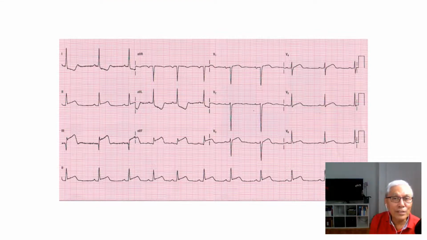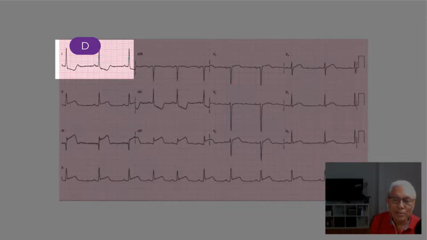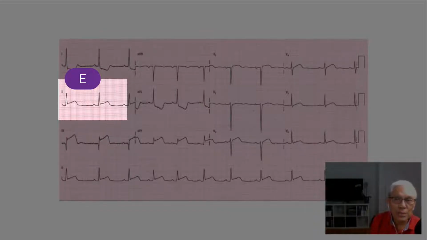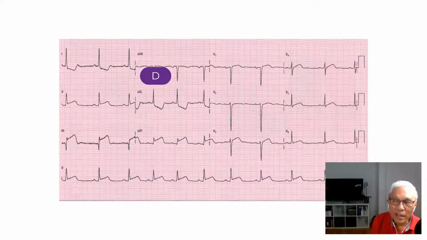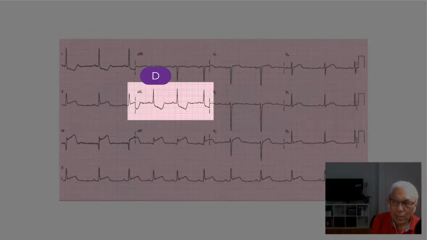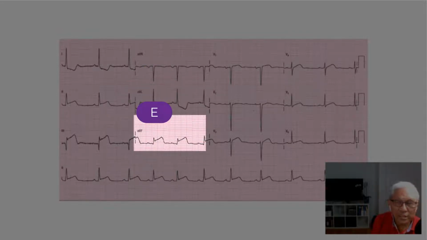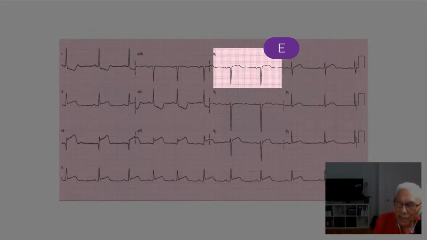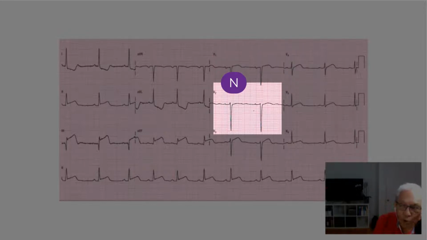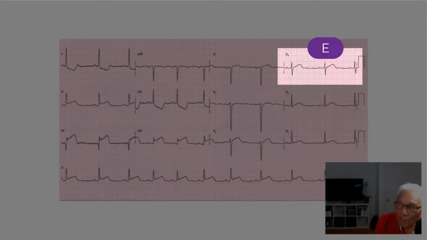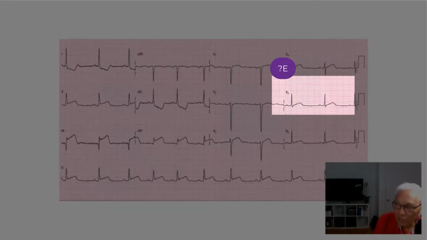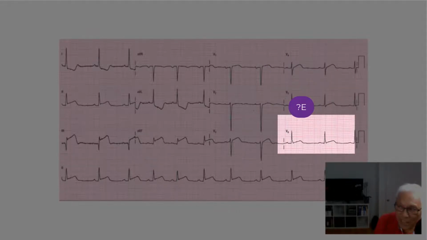Alright, let's go ahead and discuss this last strip. Lead 1 is depressed, lead 2 is elevated, lead 3 is elevated, AVL is depressed, AVF is elevated, V1 is elevated, V2 is normal, V3 is elevated, V4 is elevated, V5 slightly elevated, and V6 slightly elevated.